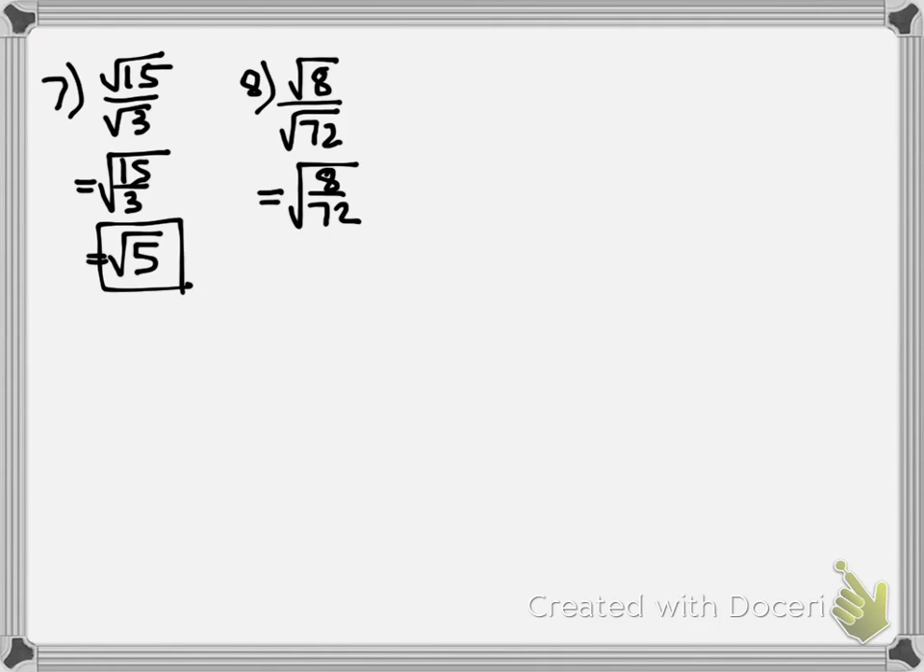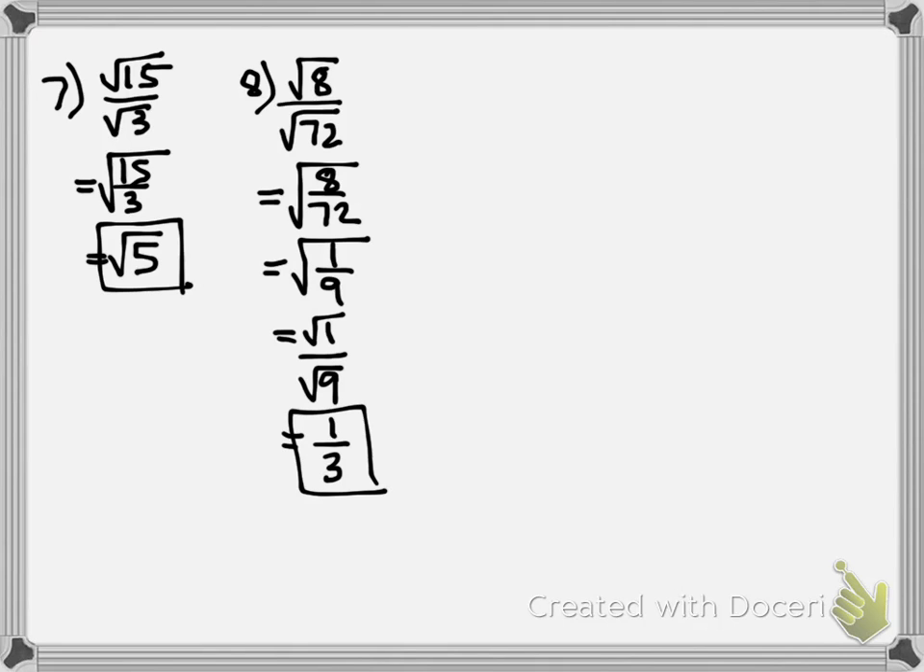So what do 8 and 72 have in common? They have an 8, right? 8 divided by 8 is 1. What's 72 divided by 8? 9. Now what we're going to do is turn this back into each numerator and denominator under a radical. What's the square root of 1? What's the square root of 9? 3. And there's your answer.